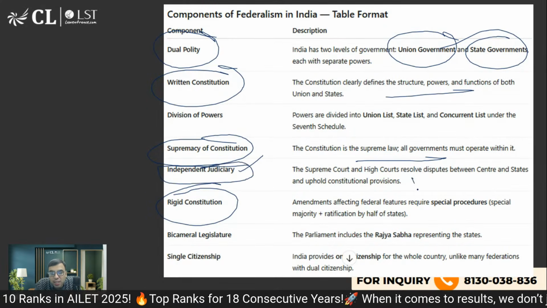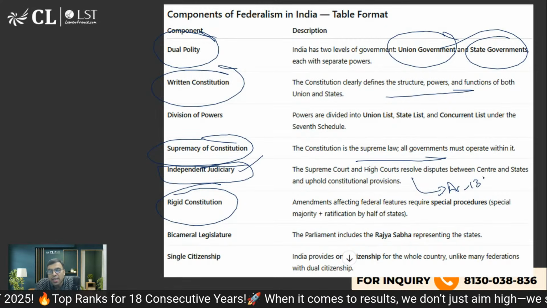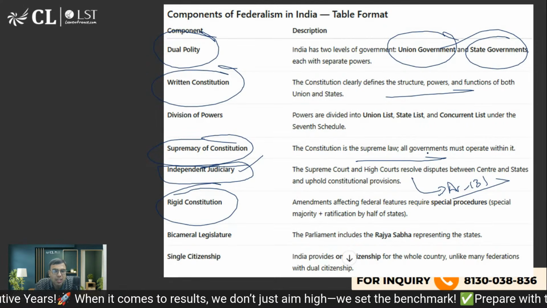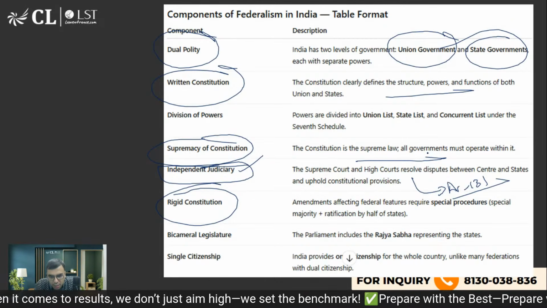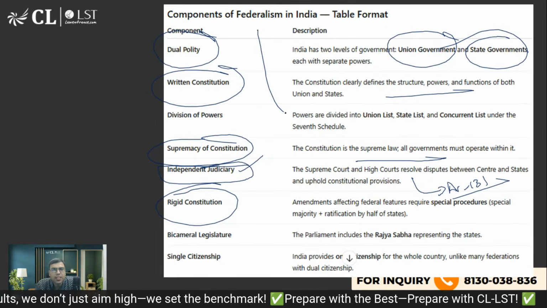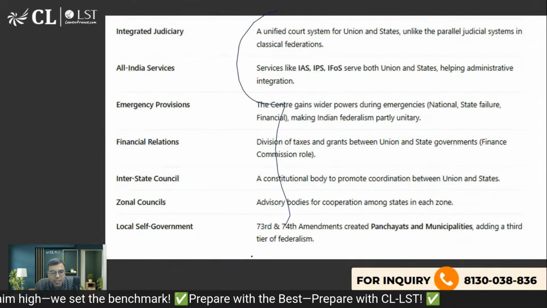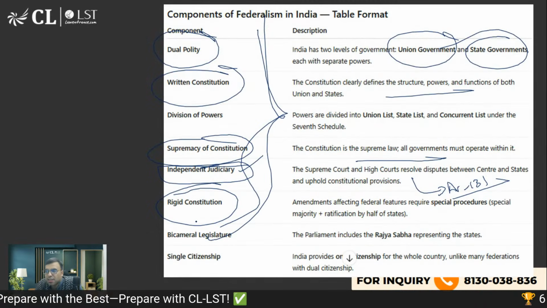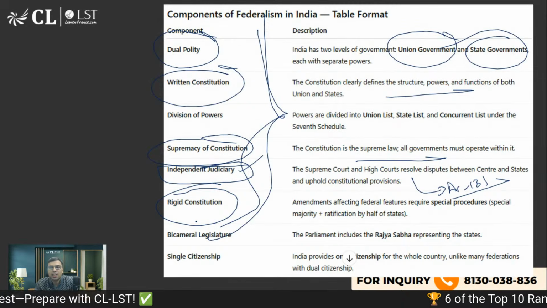Why? So that whenever there is a dispute under Article 131, the center and states disputes can be solved amicably by a neutral third party. Okay. So these are some of the important things. Although there are others also, the initial 5-6 points are very important for federalism. Okay, that is what you should be knowing.